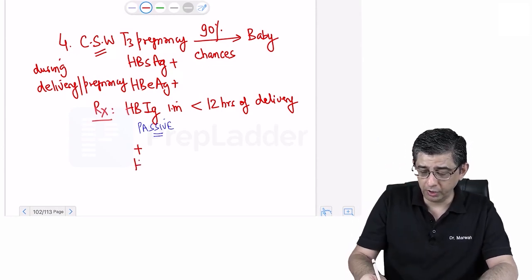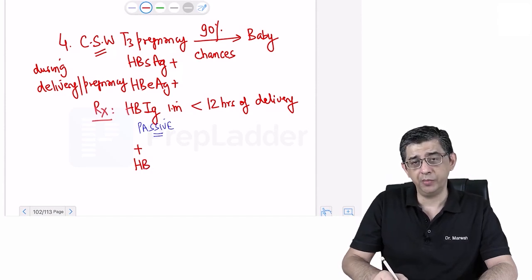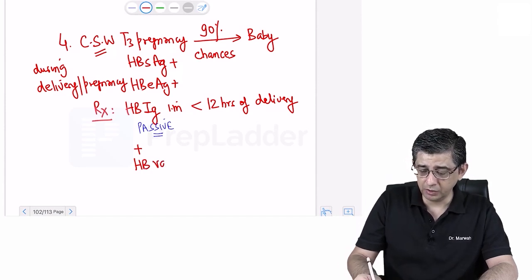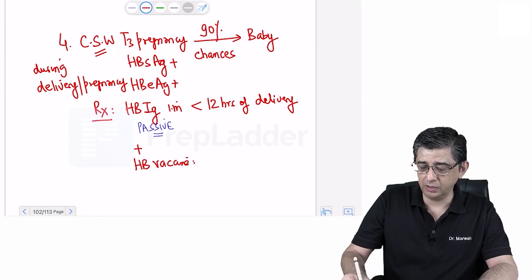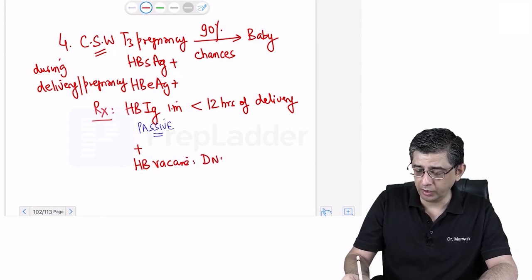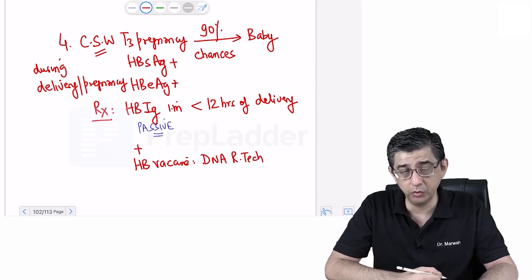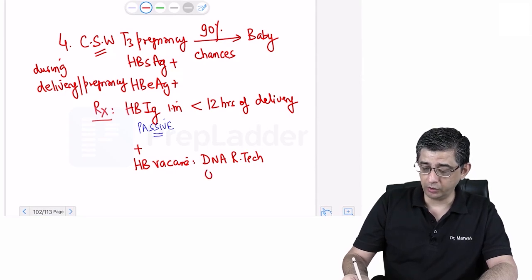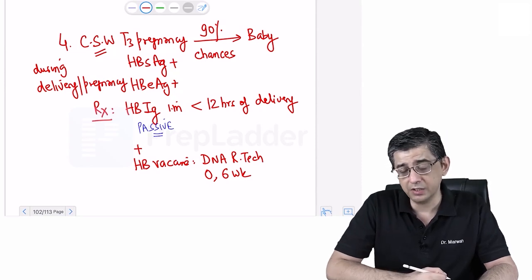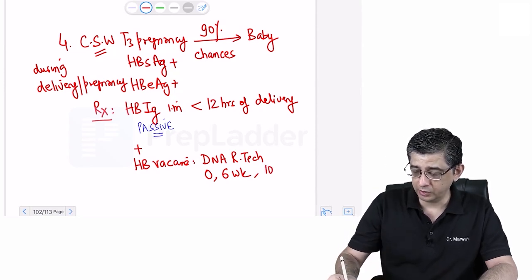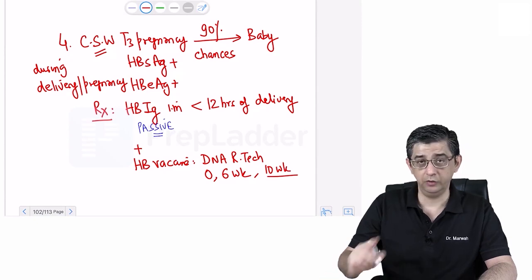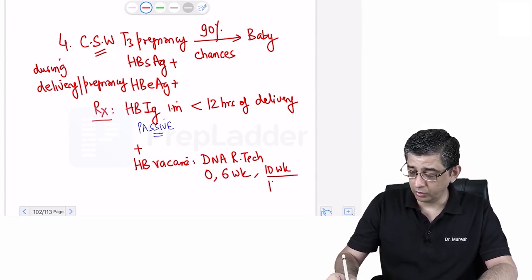So for active immunity, you are also going to be giving hepatitis B vaccine to this child. This vaccine is made by DNA recombinant technology. You all know that. You would have taken the vaccine yourself. If not, do take it. The DNA recombinant technology vaccine will be given on day 0 of life. The next shot would be given at 6 weeks. And then subsequently, the third shot can be given at either, the word is either, 10 or 14 weeks.